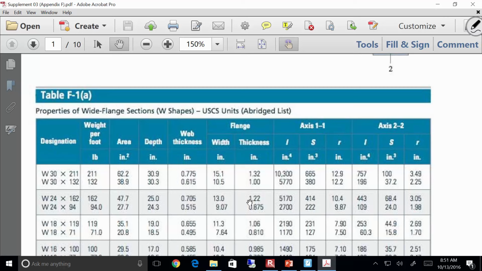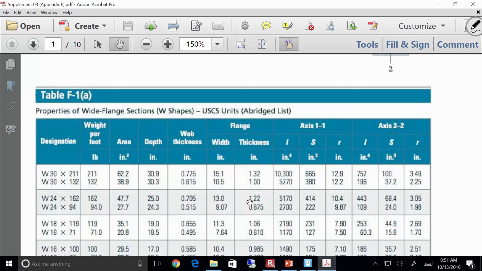Let's take a look at this to make sure we understand what's going on. So we've got the designation W30 by 211. We'll just take one of these. So it weighs about 211 pounds per foot. Area, that's if I cut a samurai sword through the section and look at it, that is the total area of the shape. Depth, this is what I was talking about before. It's a W30, which means it's about 30 inches deep, but that's all about the rolling process when they roll these shapes. In actuality, the design depth that you would use for your calculations is about 30.9.